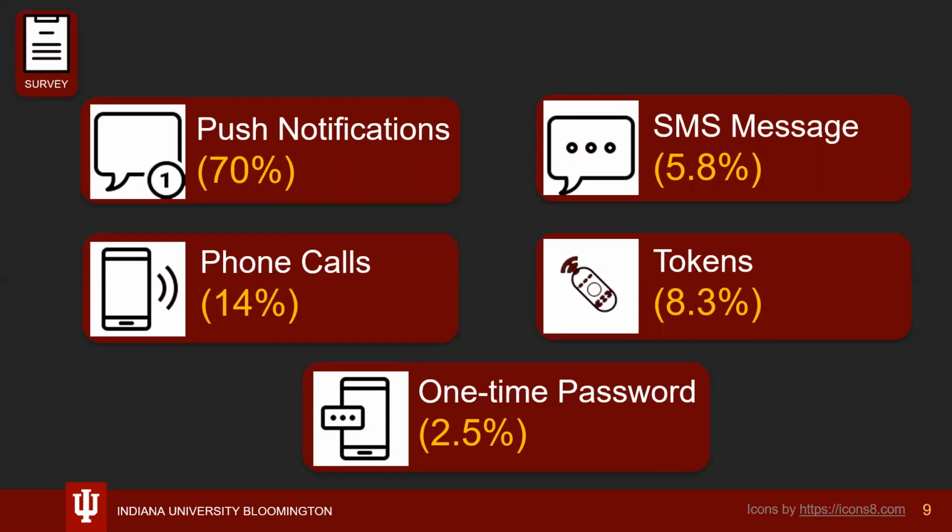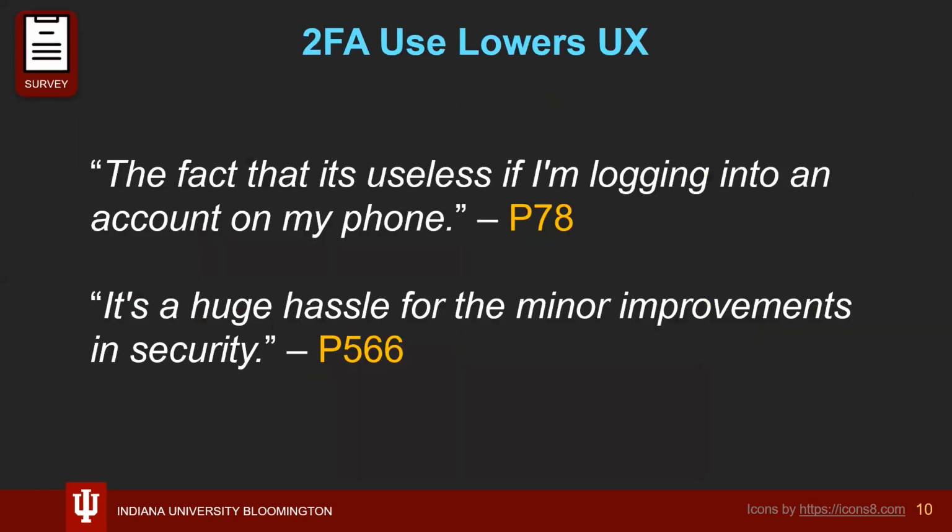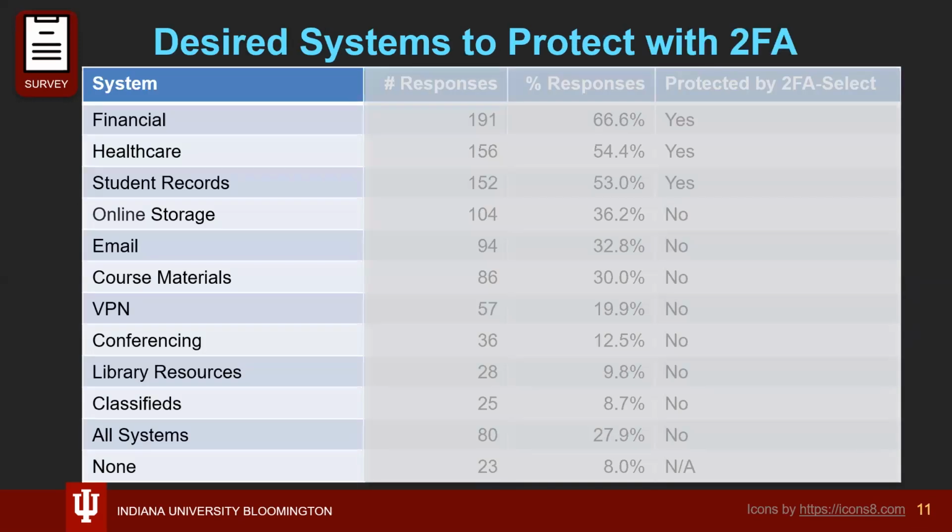Looking at early responses to some open-ended questions we asked, we found that responses were often expressing negative views regarding the use of 2FA. To investigate a bit further, we added some questions regarding what systems individuals might find useful to have protected by two-factor authentication. We asked for a range of different systems, from those requiring data protection by law down to classifieds, or even the suggestion of no two-factor authentication for any system.